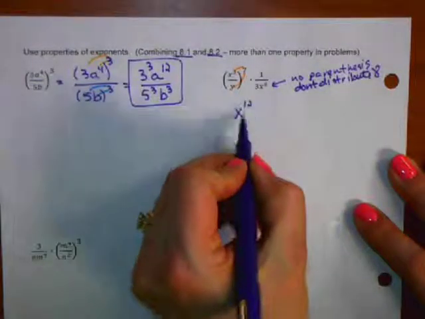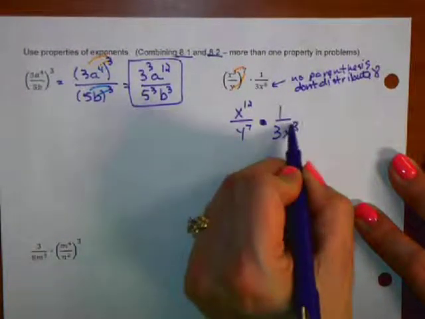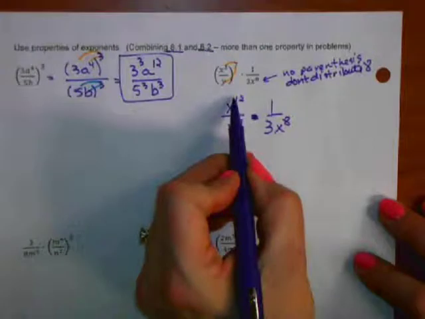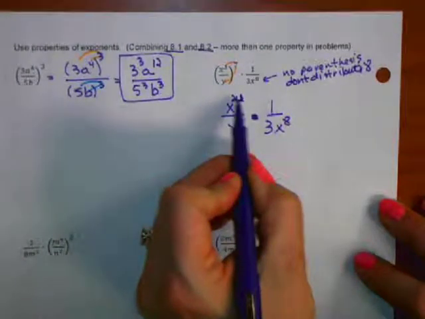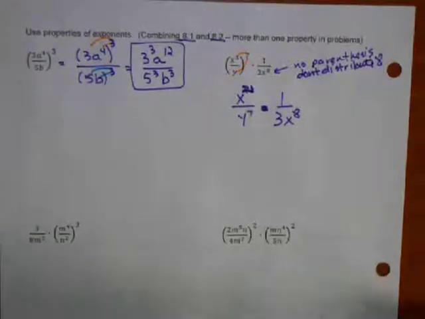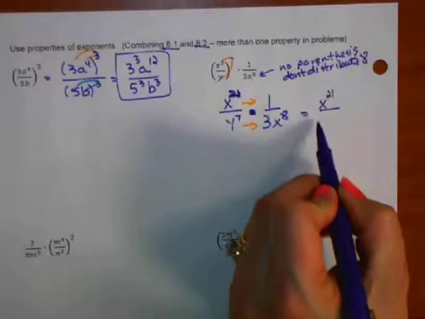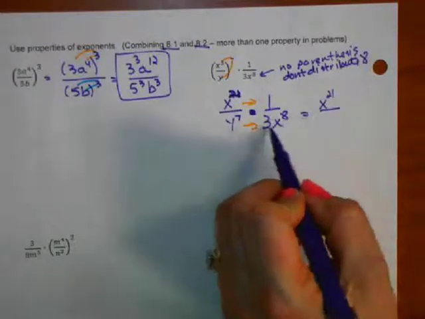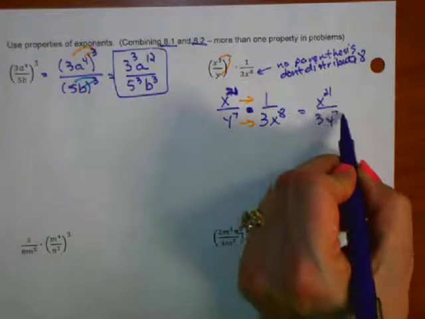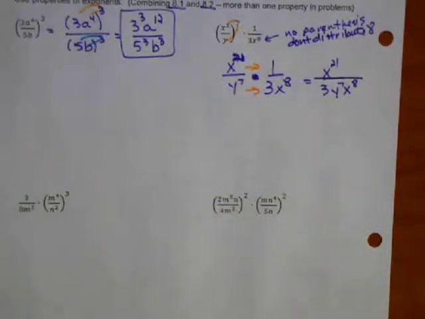So I have x to the 21st over y to the 7th times 1 over 3x to the 8th. How'd you get x to the 21st? 7 times 3. All right, so now I have a fraction. I'm going to multiply straight across, and I get x to the 21st over, you ready? I'm going to put the 3 in front because this is all multiplication. Doesn't matter what order I do it in. It's just the proper way of writing it.